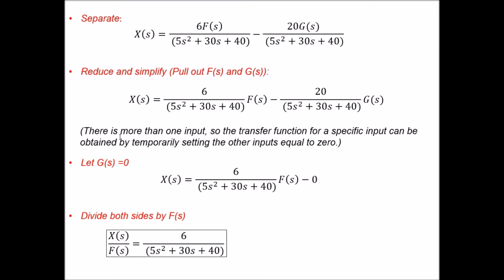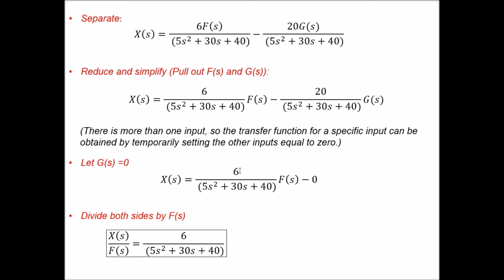So, thing to note here, there is more than one input. The transfer function for a specific input can be obtained by temporarily setting all the other inputs to 0. This is a little trick along the way for our solution, so we can set our F of s to 0, we can set our G of s to 0, and solve for them separately. So let's do that now, where we set our G of s, the right-hand side, equal to 0 here. If we set that equal to 0, this whole term goes to 0 there, and I'm just left with this expression here for X of s, where my X of s is equal to 6 over my denominator here, 5s squared plus 30s plus 40, times my F of s function, now minus 0, because that whole term went to 0.